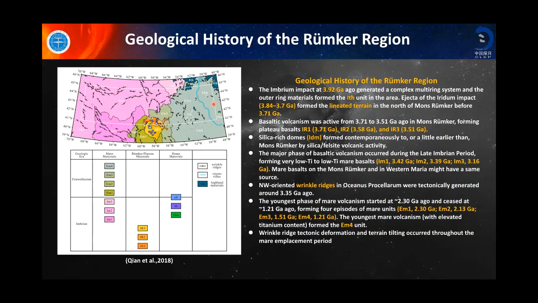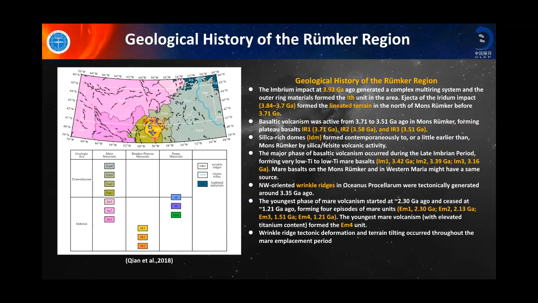And we think that the mare volcanism that formed the Imbrian age mare basalts and Mons Rümker may have the same source, because their composition is very close and their age is also very close. Okay, let's move to lunar regolith.